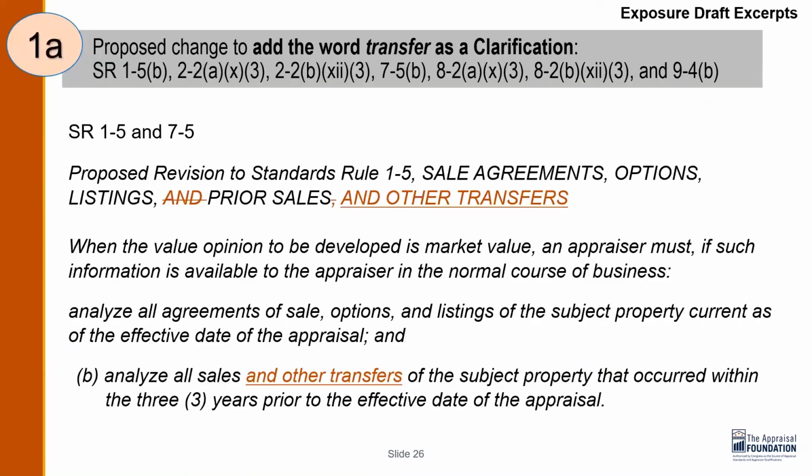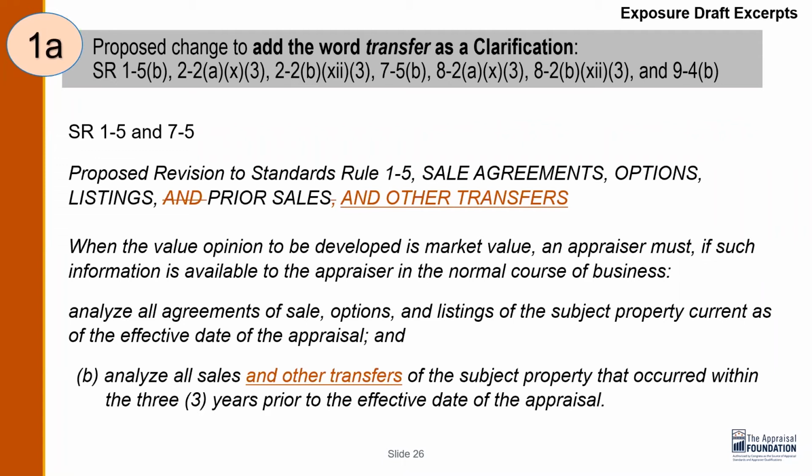What revisions is the ASB proposing to Standards Rule 1-5B and 2-2A and B with regard to the prior sales of the subject property? Well, Lisa, the ASB has received a number of questions regarding the analysis and reporting of a property sales history. In fact, Advisory Opinion 1 is dedicated to this topic. And there are a number of FAQs as a part of the guidance to USPAP. A lingering question in the real property arena specifically is the topic of transfers of property that are not technically sales. So for example, a transfer of a property from a former owner to a lending institution via a deed in lieu of foreclosure.